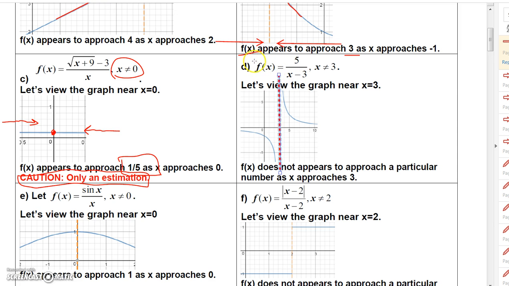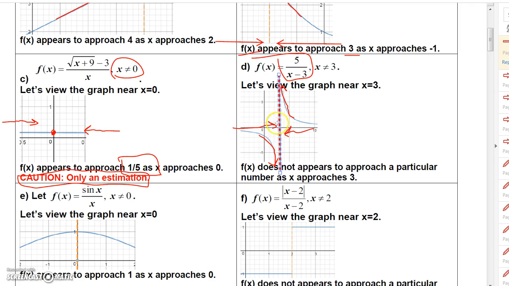Now this function here, I'm going to look at near x equal 3. So x equal 3 is this vertical line. Notice that if you approach 3 from this side, the graph appears to just continue to decrease without bound. And as you approach 3 from this side, the graph tends to increase without bound.